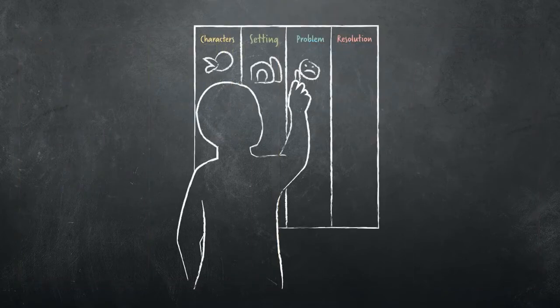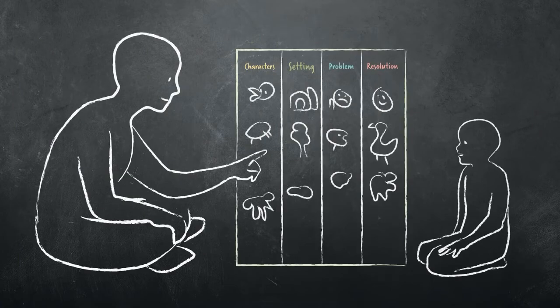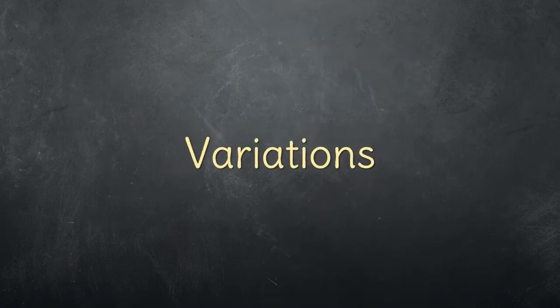Story elements allow students to demonstrate their ability to retell the story in a condensed version. This enables the teacher to check their comprehension of the story. There are several variations to this strategy.